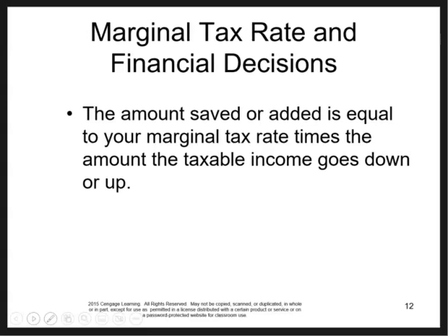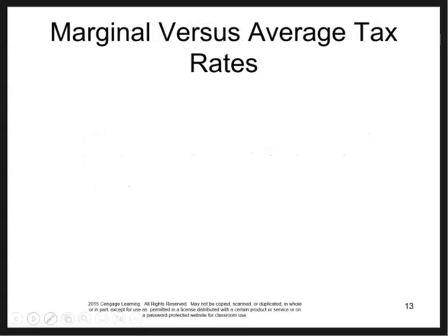So the amount saved or added on your taxes is equal to your marginal tax rate multiplied by the amount that your taxable income goes up or down. If you're able to take a loss and reduce your taxable income, in some instances you're able to deduct that from your taxes, depending on the type of loss.